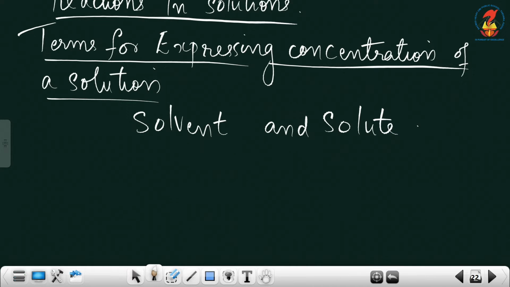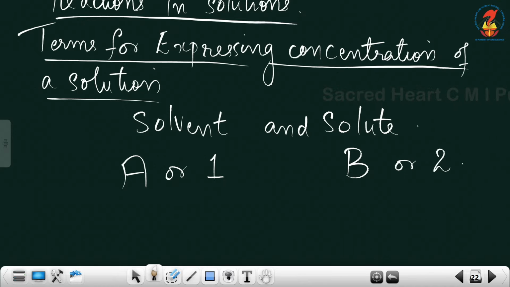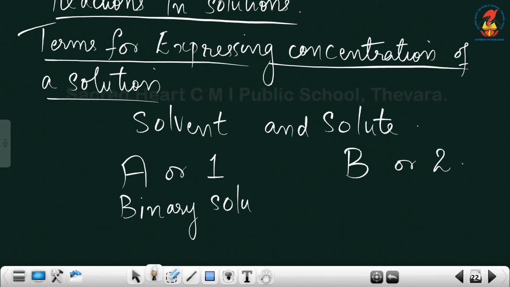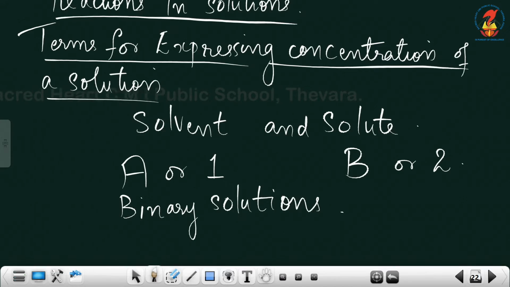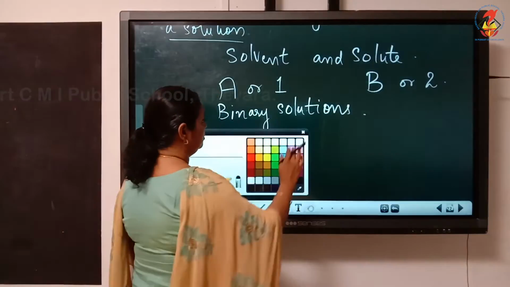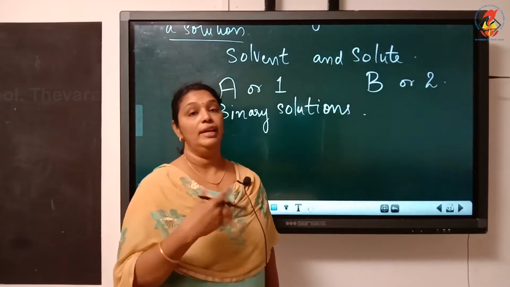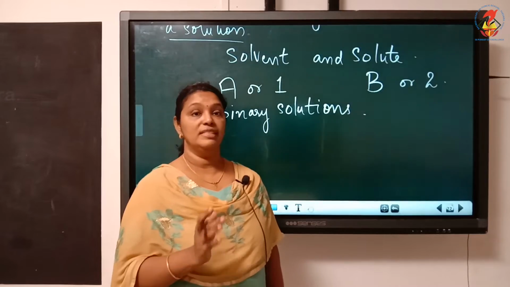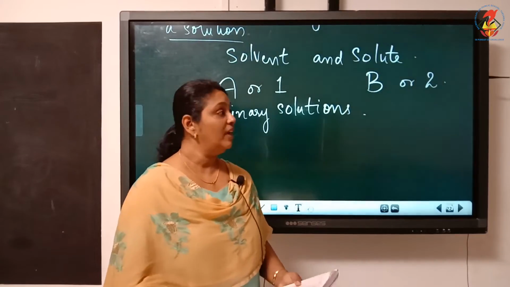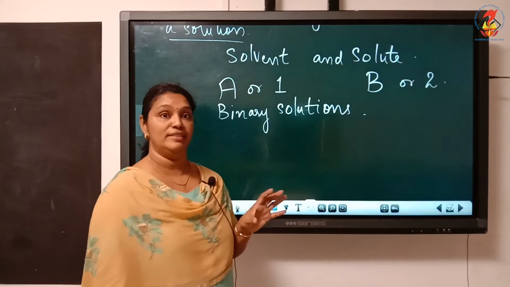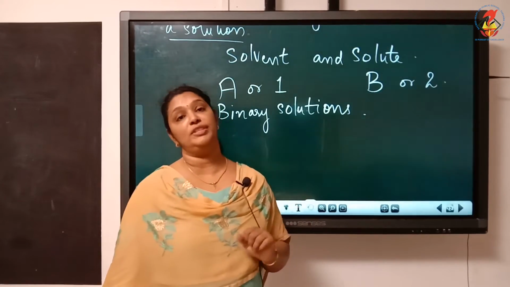Now, solvent is denoted by capital A or 1 and solute is denoted by capital B or 2. What do you mean by binary solutions? Binary solutions mean solutions which consist of only two components, that is one solute and one solvent. That is a binary solution. So, we are going to discuss expressing the concentration of a solution.